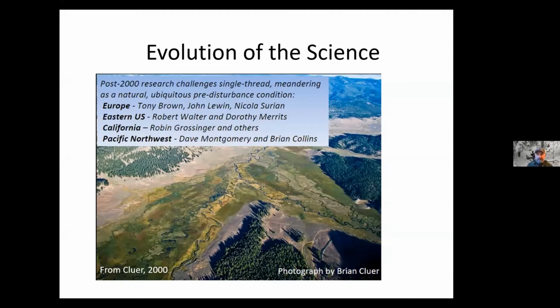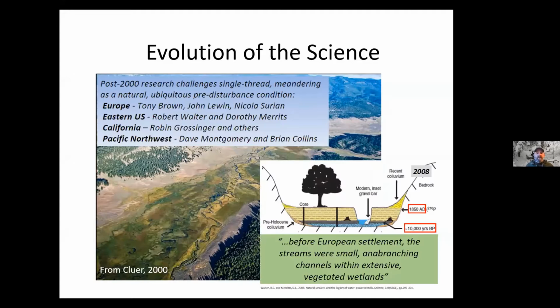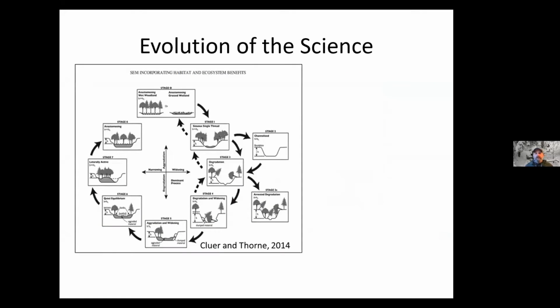And the crux of all this research, as is stated in the paper by Walter and Merritt done on the East Coast, is basically that before European settlement, our streams were much smaller, consisting of anabranching or multi-thread channels, and they were bordered by extensive vegetated wetlands. This recognition of the anastomosing channel as the dominant pre-disturbance condition was incorporated into a new channel evolution model that is more complex than its predecessor, that was based on the single thread channel as a pre-disturbance condition.